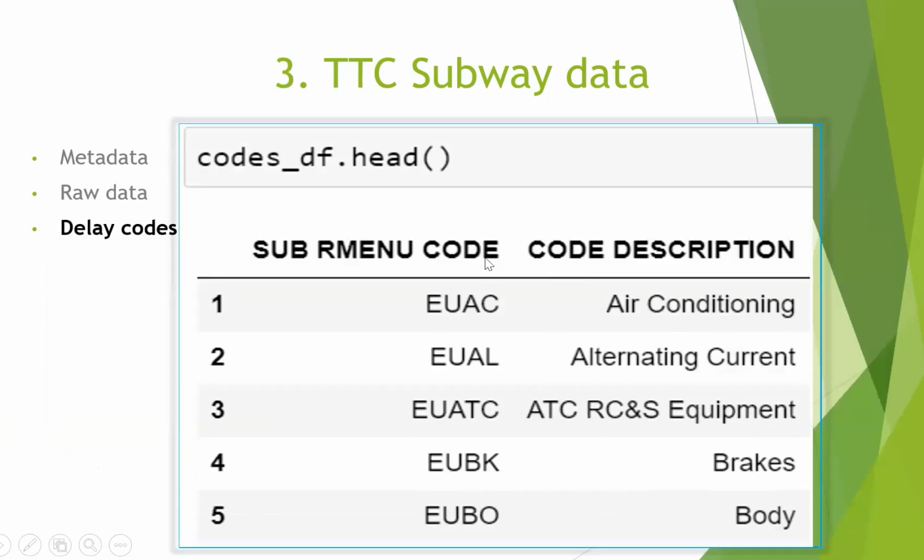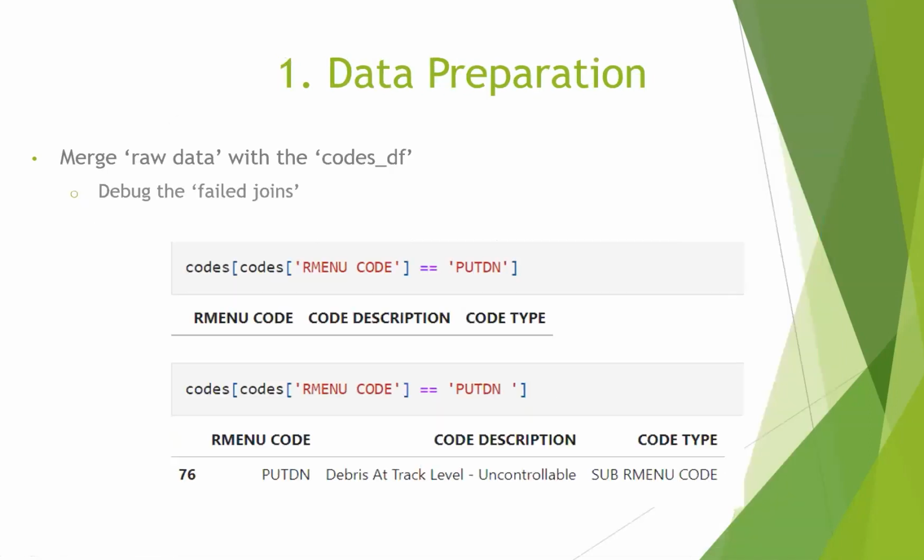And this is a list of delay codes. For example, EUAC refers to something wrong with the air conditioning. That's why there was a delay. For example, EUBK means that there was something wrong with the brakes. That is why they had to stop the train and a delay occurred. So this particular data set, called codes DF as in data frame, is what that stood for.